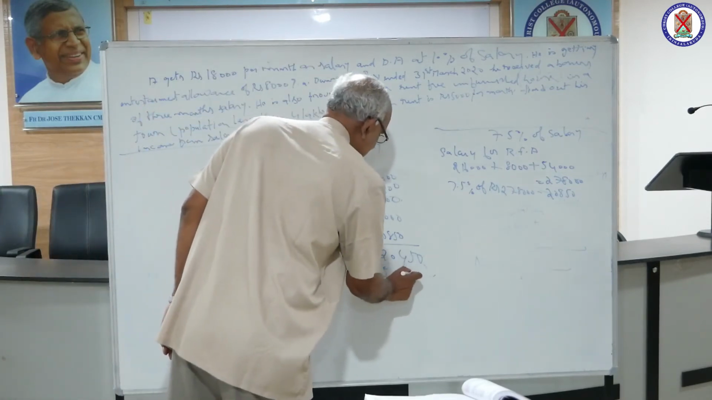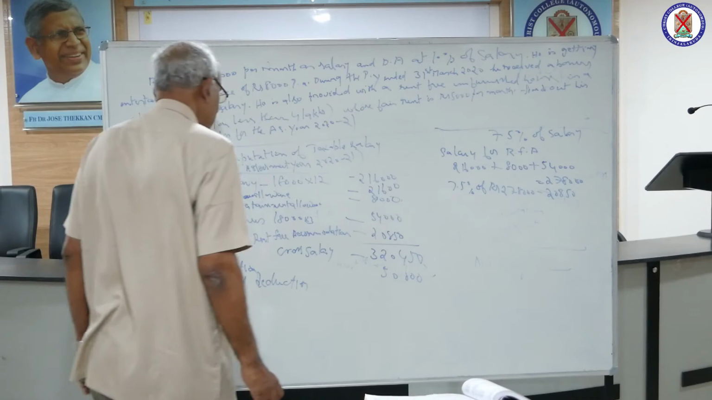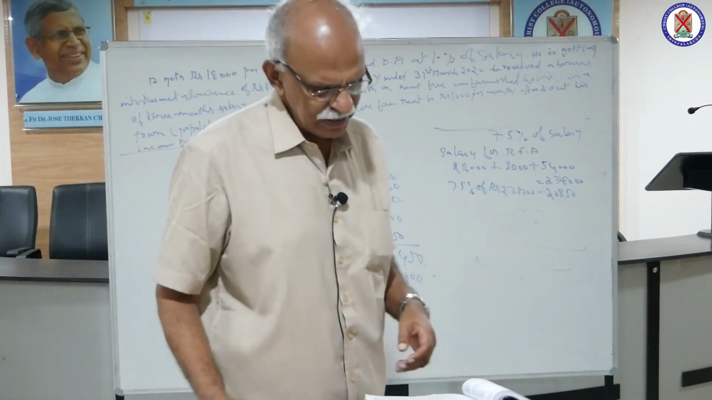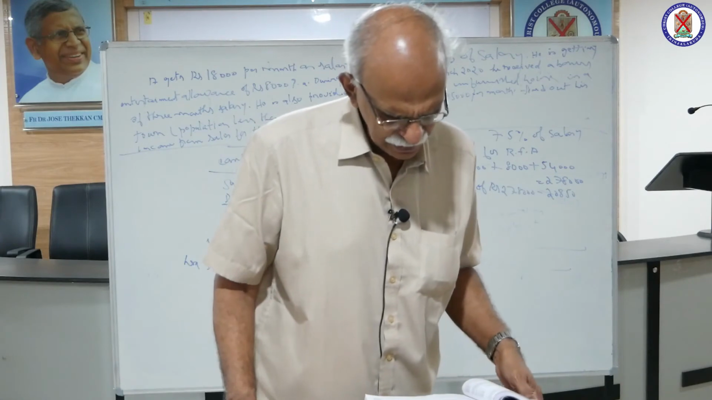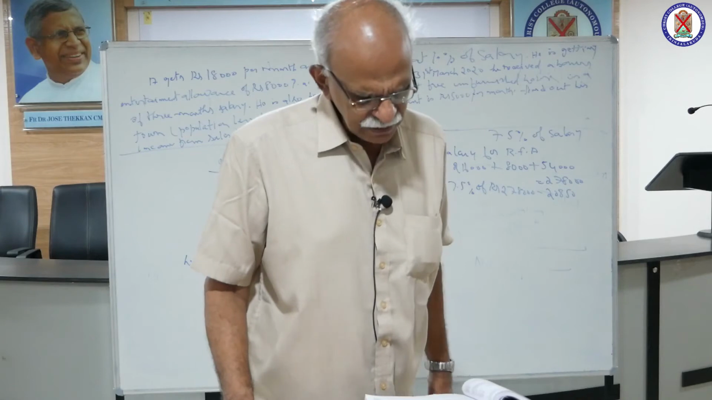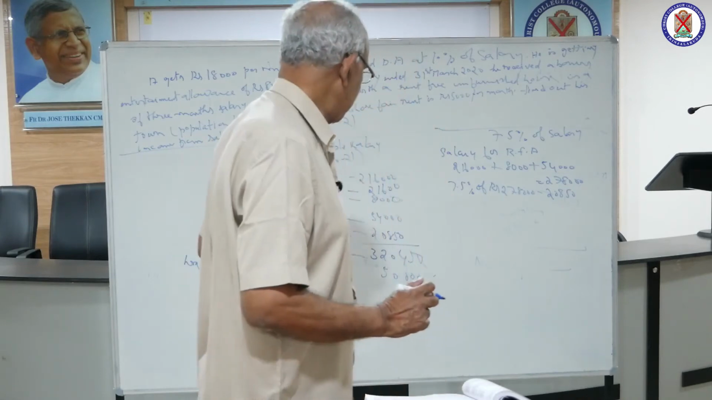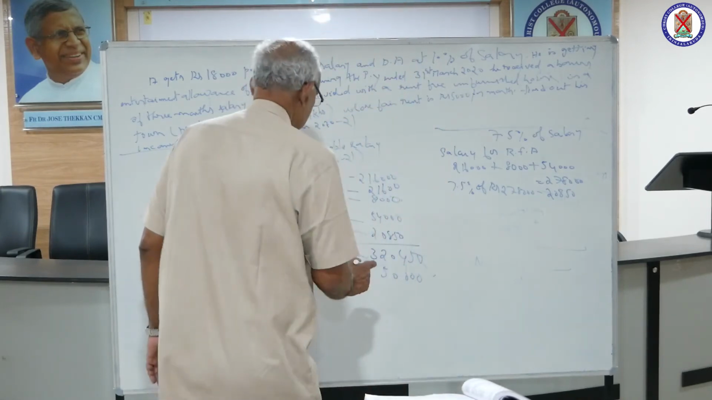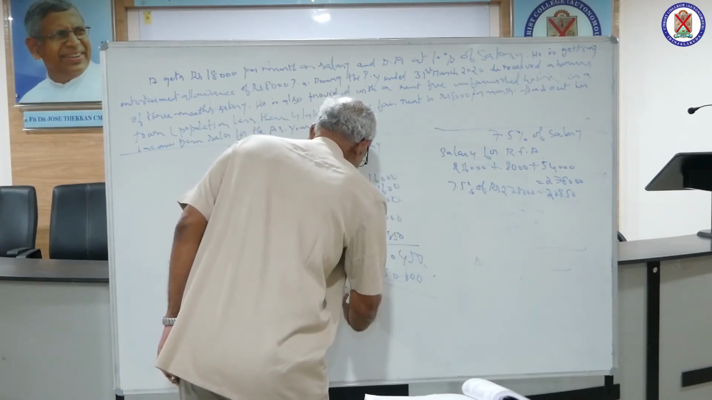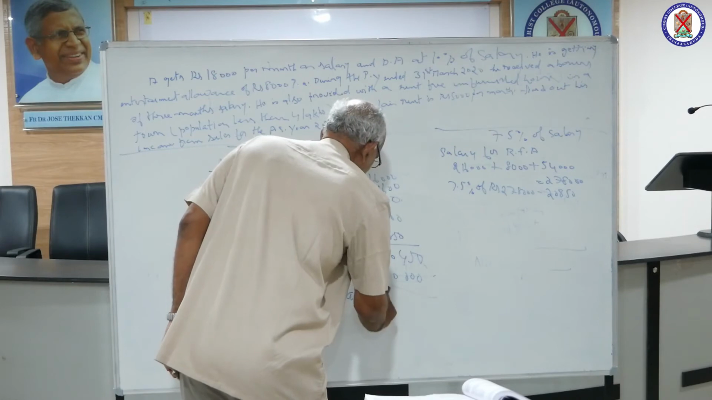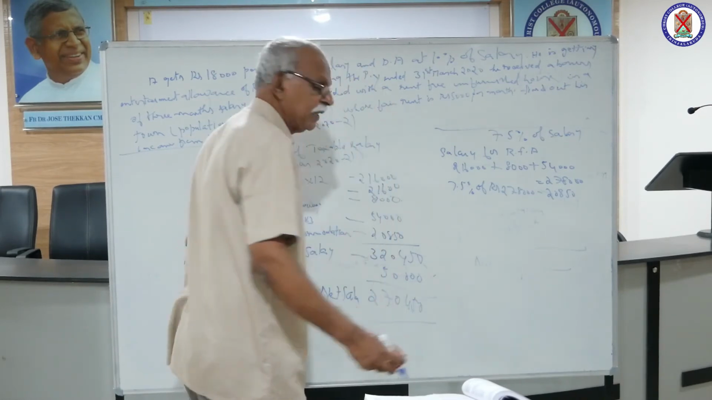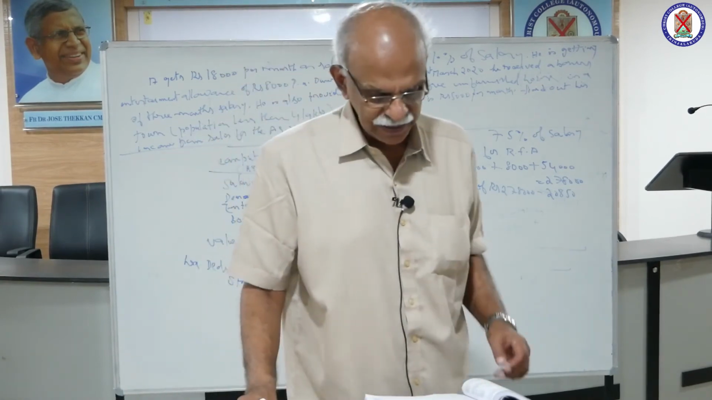Standard deduction is 50,000. Now, tax on employment: no employment tax is paid, hence you are not allowed to get a deduction for that. Hence, the only deduction is 50,000. So, how much will be the net salary? Net salary is 2,70,450.